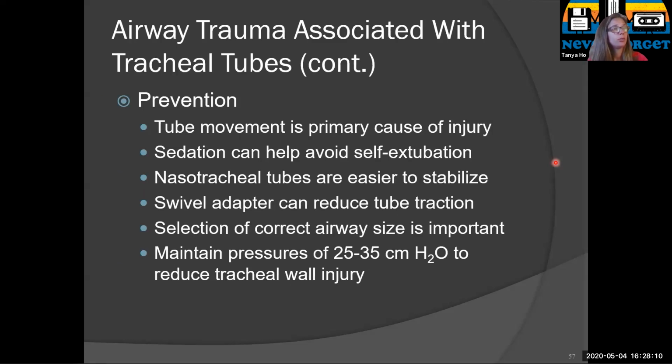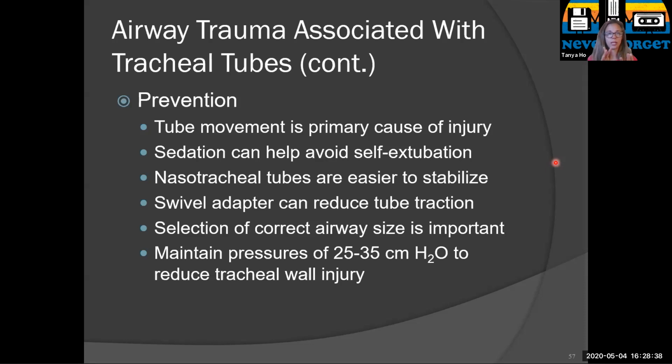So what can you do to prevent this from happening? Well, the primary reason that people get these injuries or these complications is because of tube movement. So it's excessive tube movement. So you need to have the tube in the right place. You need to have appropriate cuff pressures, and you need to prevent it from moving around. If the tube is not secured properly, it can move up and down and really cause a lot of damage in there.